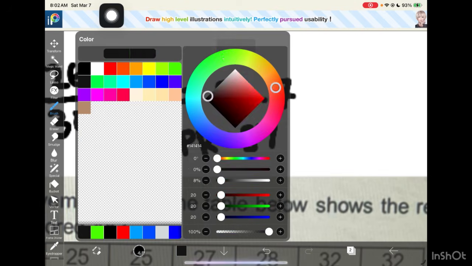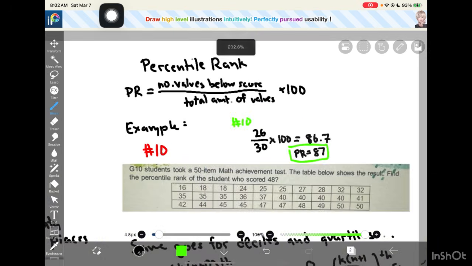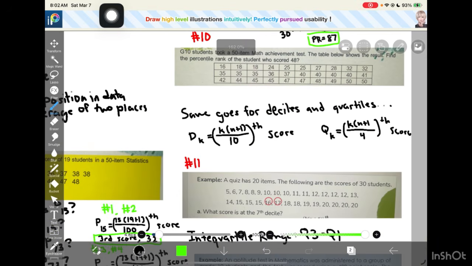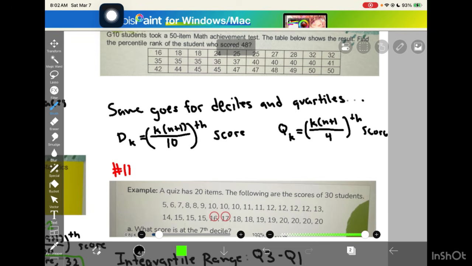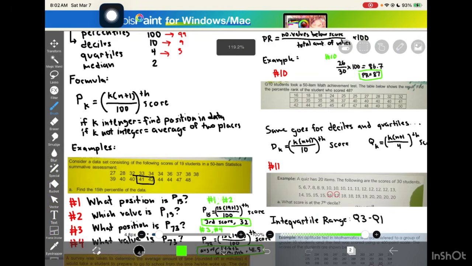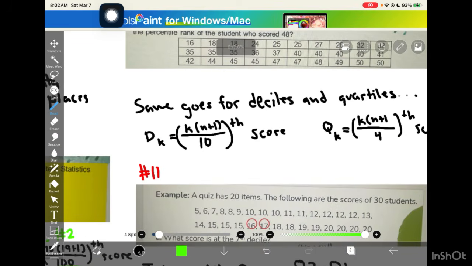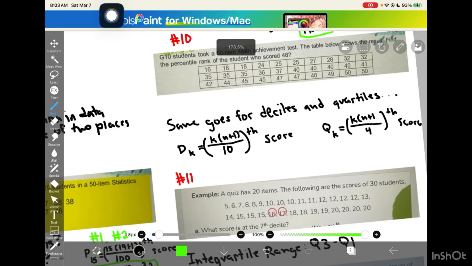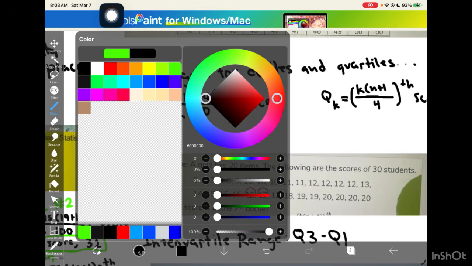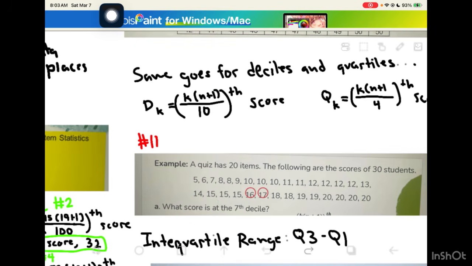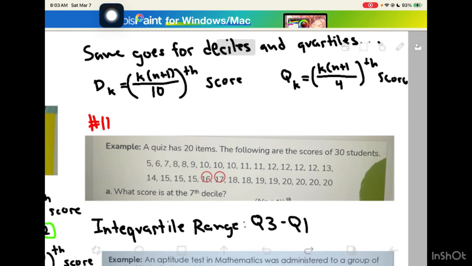So this is a very simple one, so no need to do another example. Alright, the same, like I said a while ago, the same formula to find the decile and quartile of a certain position is basically the same. You just have to switch the denominator to 10 for the decile and 4 for quartile. So since this gets less precise, I'll only use one example. So in this case, a quiz has 20 items. The following are scores of 30 students. What score is at the 7th decile?